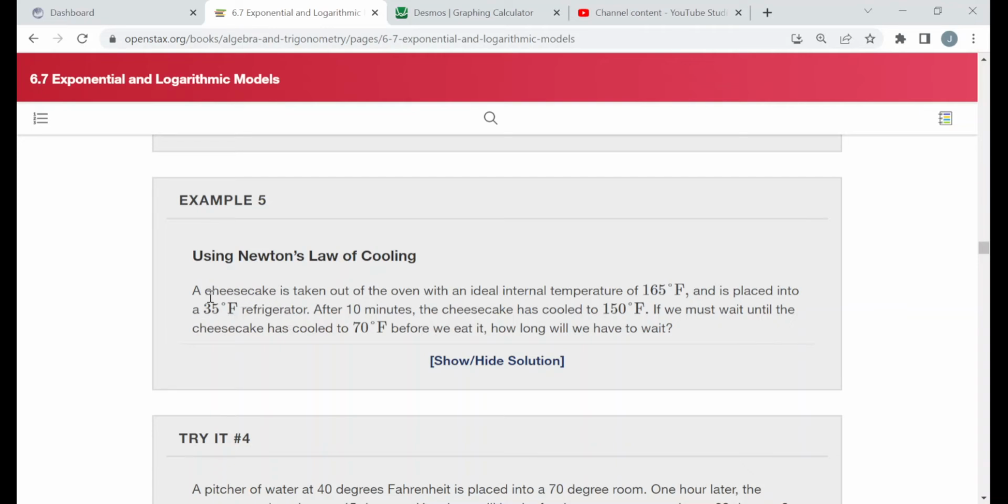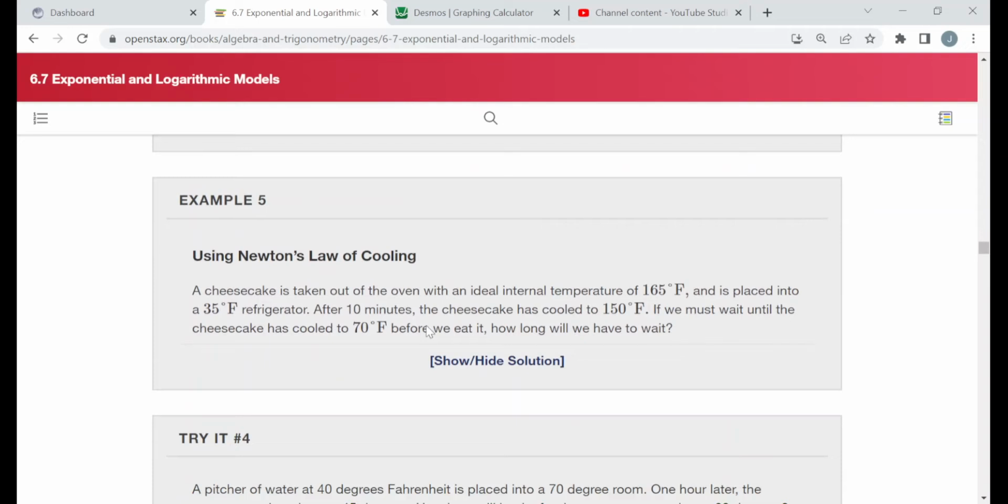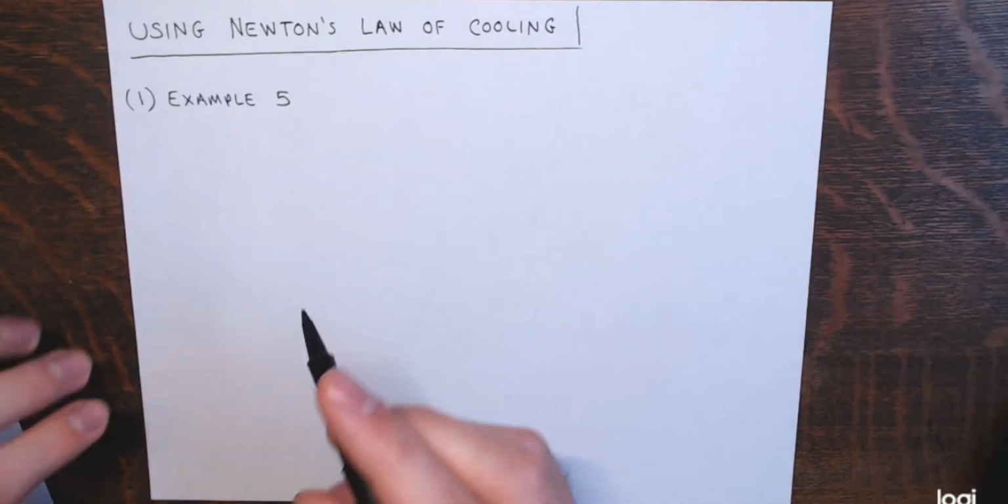So this 35 degrees Fahrenheit is that T sub S, the temperature of the surroundings, because that's what you're surrounding the cheesecake in, this refrigerator. After 10 minutes, so it looks like time is going to be in minutes, the cheesecake has cooled to 150 degrees Fahrenheit. If we must wait until the cheesecake has cooled to 70 degrees Fahrenheit before we eat it, how long will we have to wait?